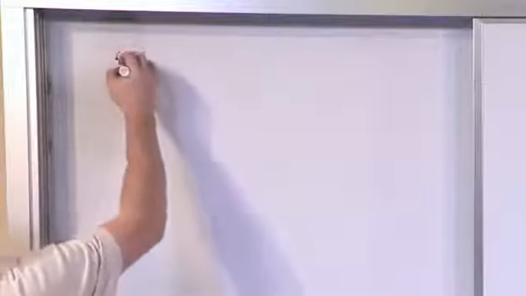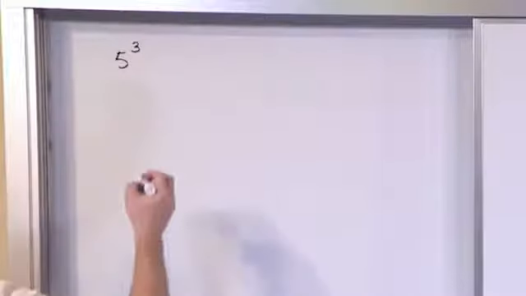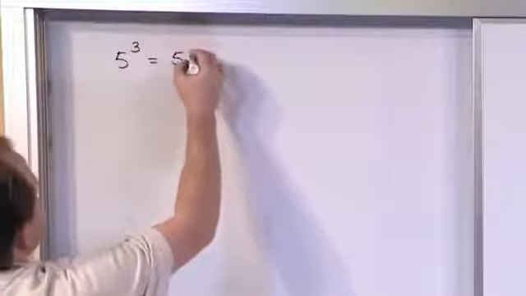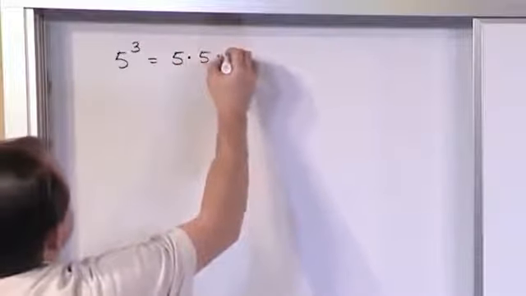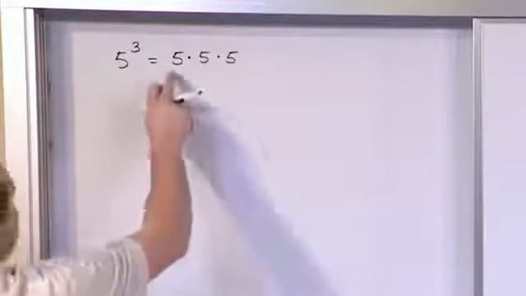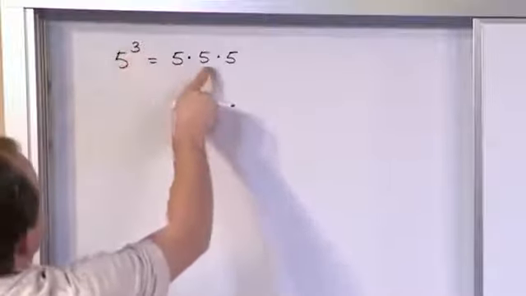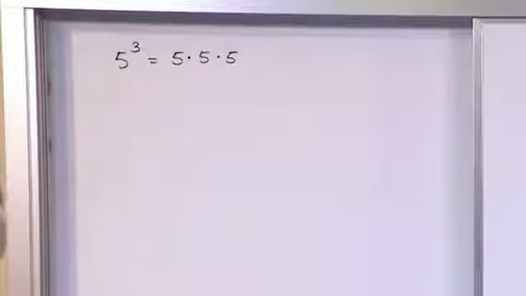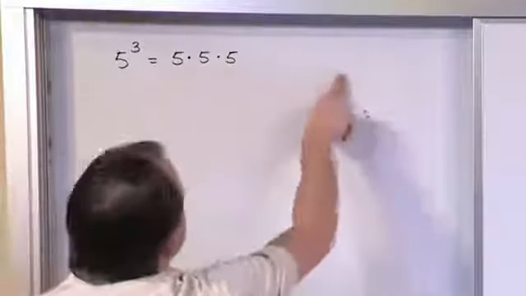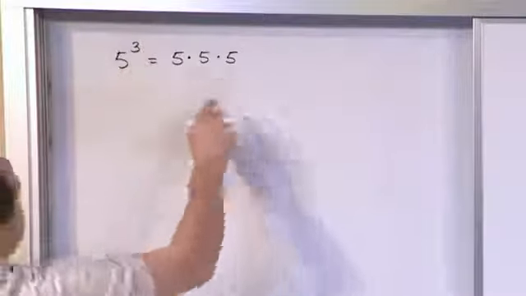So let's do a little bit of a review. Let's crawl before we can walk. When we have something like 5 raised to the power of 3, we already talked about the fact that what this is basically saying is it's 5 times 5 times 5. We multiply the 5 by itself the number of times that the exponent represents. So it's a shorthand way. Instead of writing all this multiplication out, it's a shorthand way of writing multiplication.